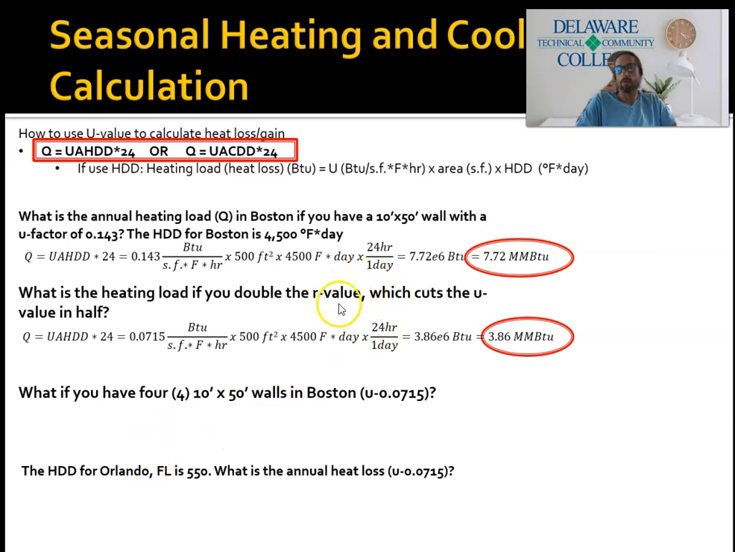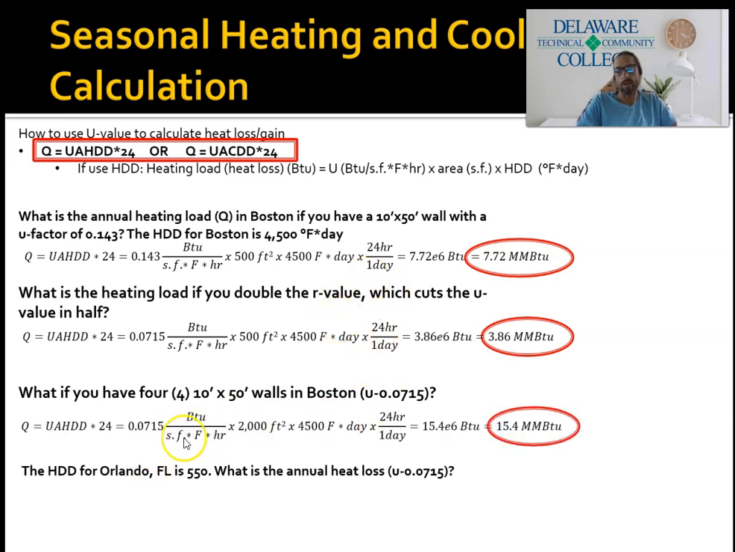All right, so that's one wall. What if we have 4 walls? So now we have 4 times the area. So we just take that same U times 2,000 square feet times 4,500 times 24, and we get 15.4 MMBTU. So this was one wall, and we just have 4 walls. We have 4 times the heat loss and 4 times the heating needs.